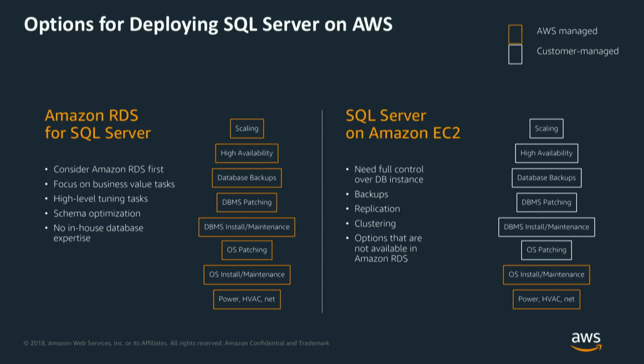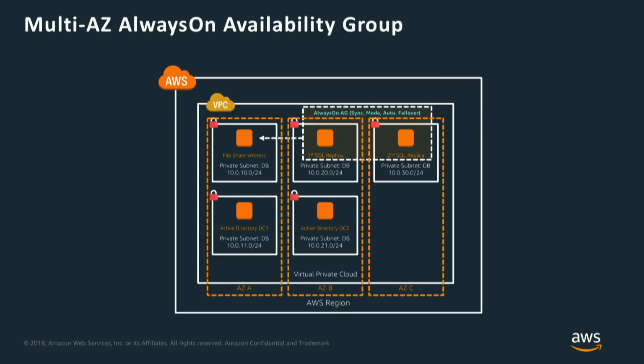And that means that you're going to be really responsible for scaling, high availability, database backups, DBMS patching, install and maintenance, and OS patching. Having said that, a lot of it can actually be automated. A lot of this patching and administrative tasks can be automated by means of AWS Systems Manager. The rest of the things can be automated as well by hooking into events and perhaps using Lambda to execute certain tasks and automations and so on.